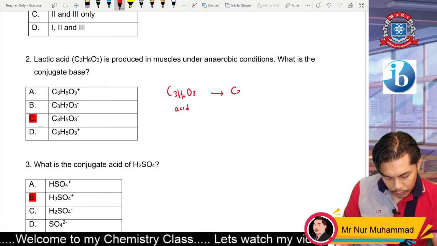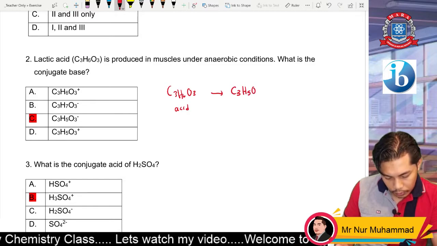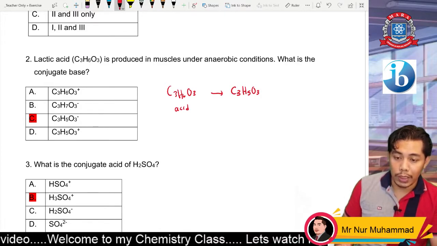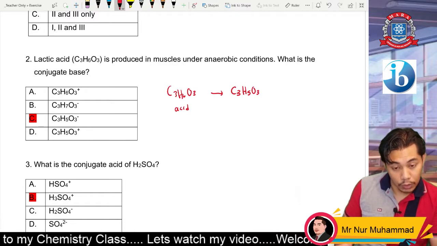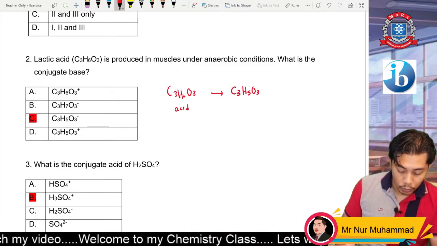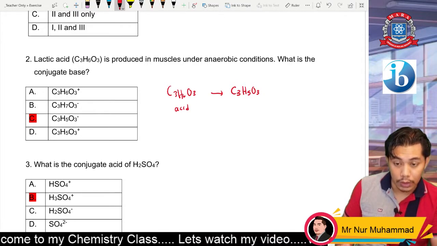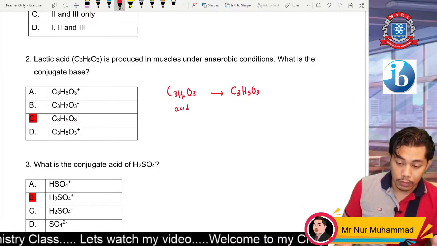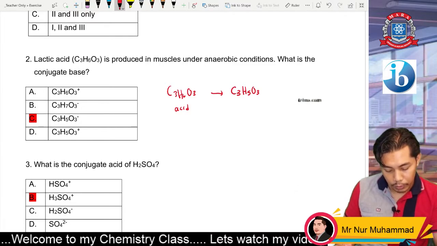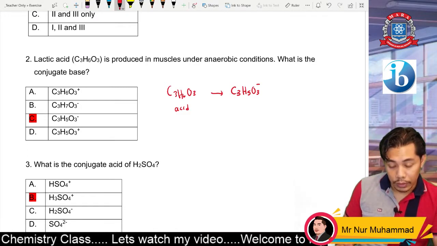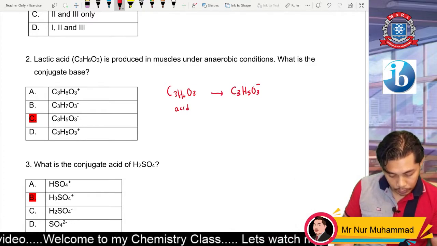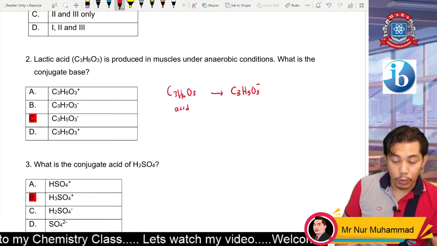So the formula of the product is C3H5O3. What is the charge of the product? When the compound loses a proton, it becomes negatively charged because the proton has a positive charge. Lactic acid is actually neutral, meaning the number of protons and electrons is equal. When it loses 1 proton, the number of electrons is more than protons, so the charge becomes negative. So the answer is C. In the opposite reaction, if the compound gains a proton, it will become positively charged.